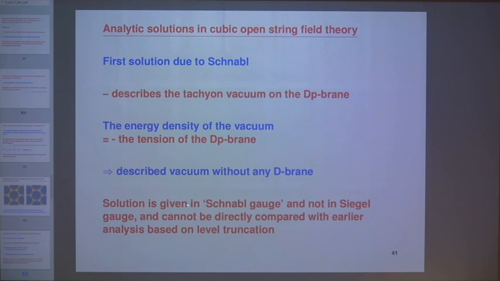So this solution unfortunately is given in a different gauge. It's called the Schnabel gauge and not in the Siegel gauge where the level truncation analysis is carried out. So one cannot directly compare his solution, the Schnabel gauge solution for the tachyon vacuum, with the earlier results of level truncation that we got in the Siegel gauge. Nevertheless, it's believed that the two solutions are really gauge equivalent, because they have the same energy density.